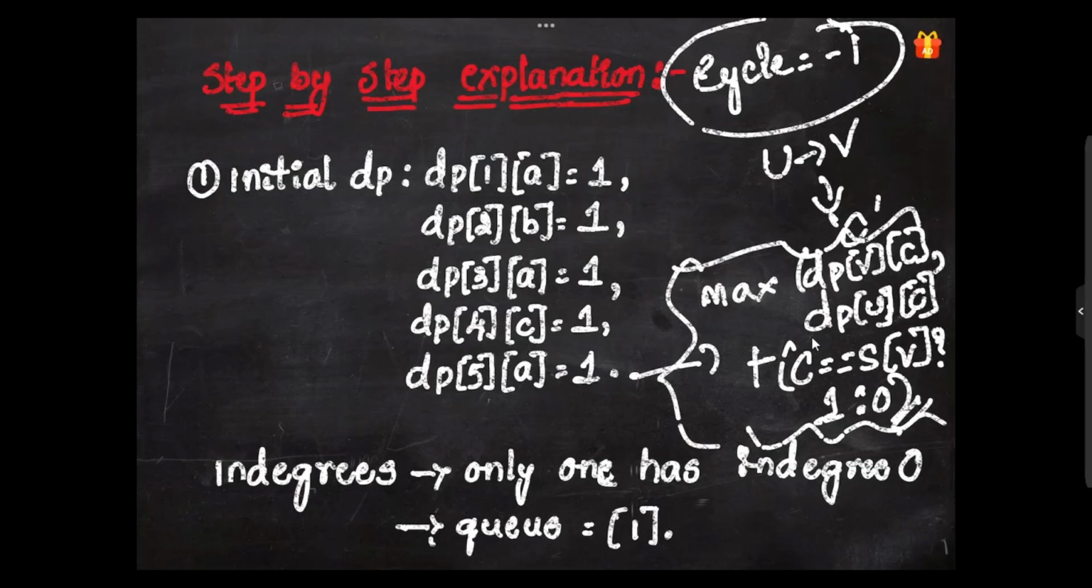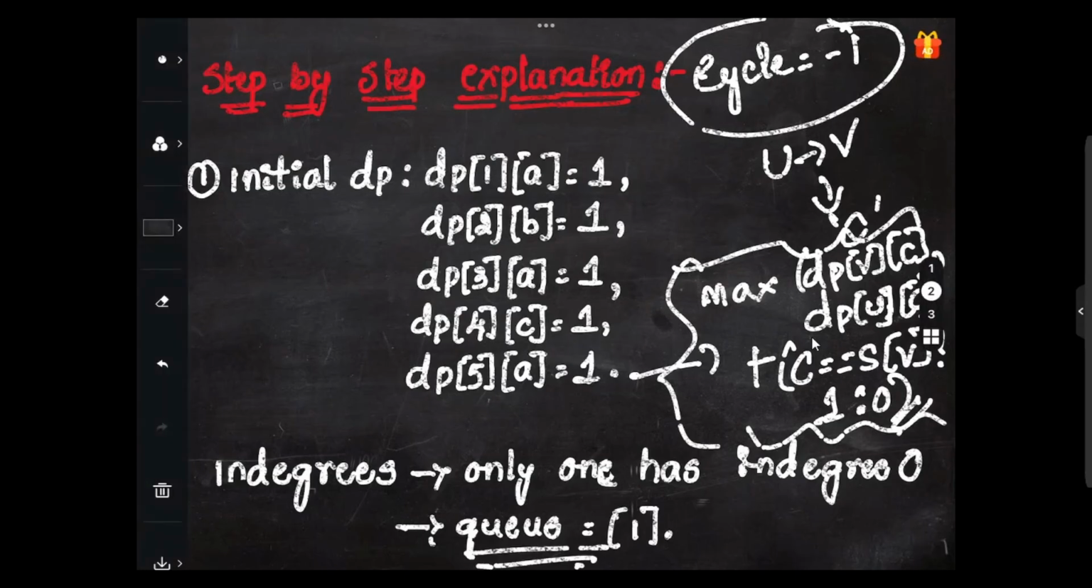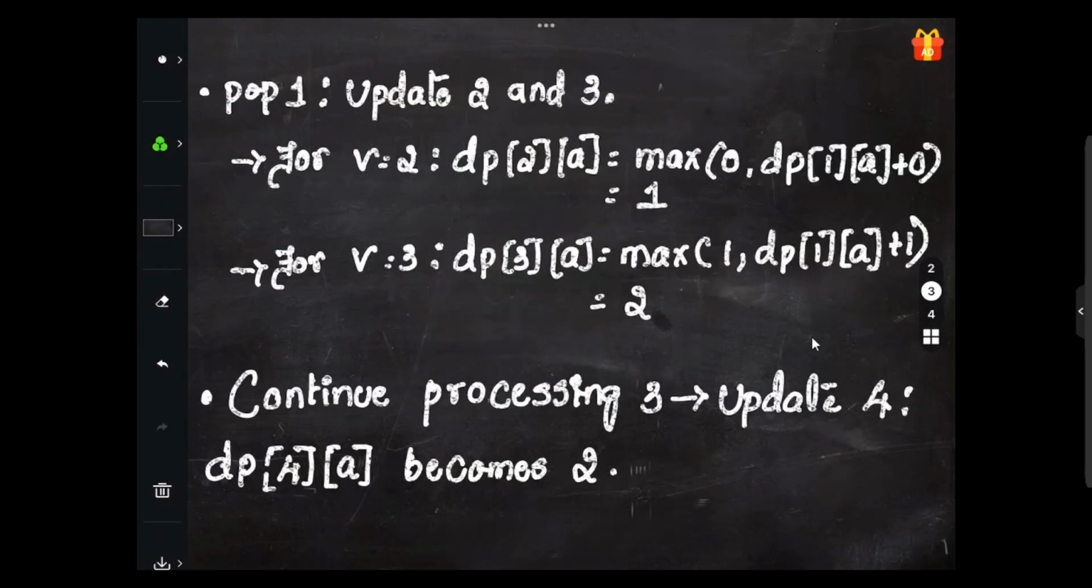So first thing, in degree. When I was explaining the question, I drew a graph accordingly with the input. Basically only one node had in degree 0, so in this case we'll be considering q equals 1. Only one node was having the in degree 0, so we'll be considering q equals 1 and pushing that one. So we'll push that 1 to the queue. Next, after pushing 1 to the queue, we will pop 1, because we have to update 2 and 3.